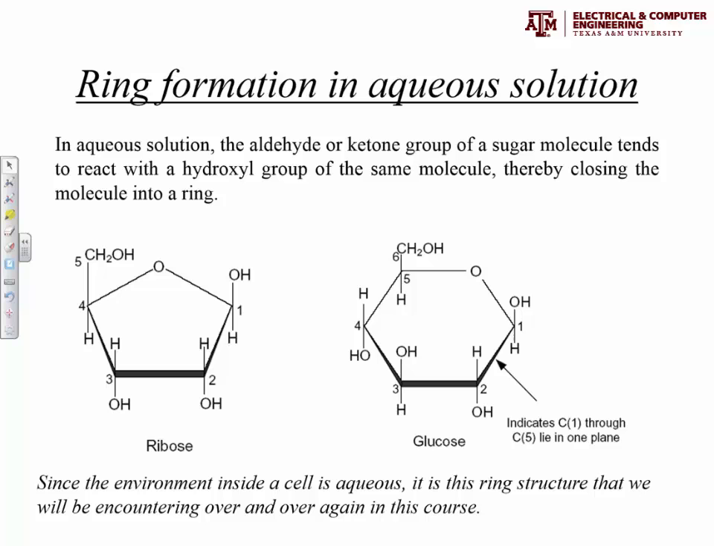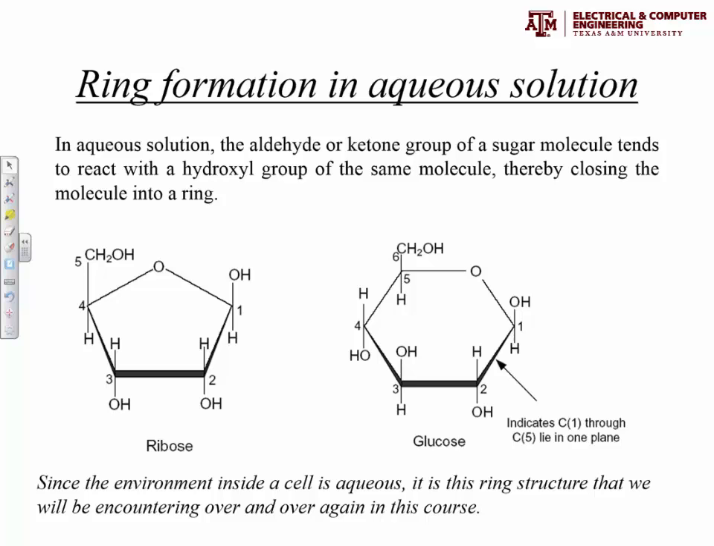Next, I want to point out something to you about ring formation in these organic compounds, in these sugars. So ring formation of these 5 and 6 carbon sugars in aqueous solution. See, the inside of the cell is watery, as I said before. It's an aqueous solution. The boundary is made up of lipids, that's oily. So in aqueous solution, what happens is that the aldehyde or the ketone group of a sugar molecule tends to react with the hydroxyl group of the same molecule, thereby closing the molecule into a ring.